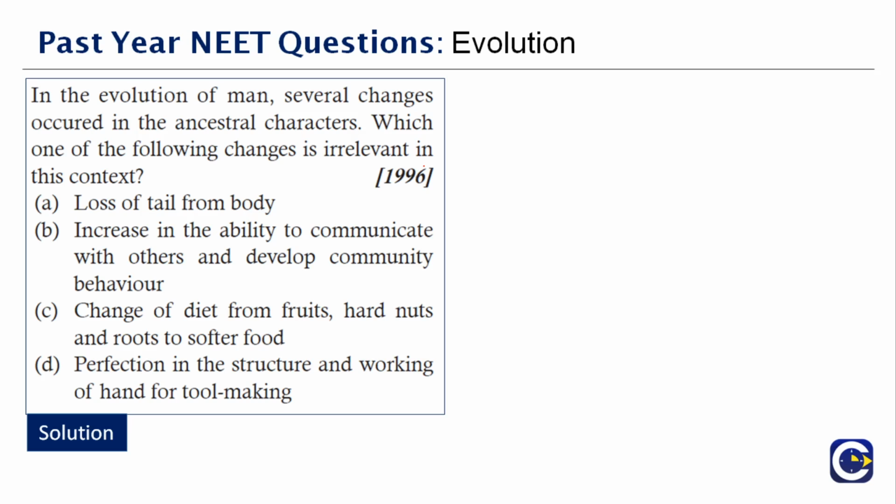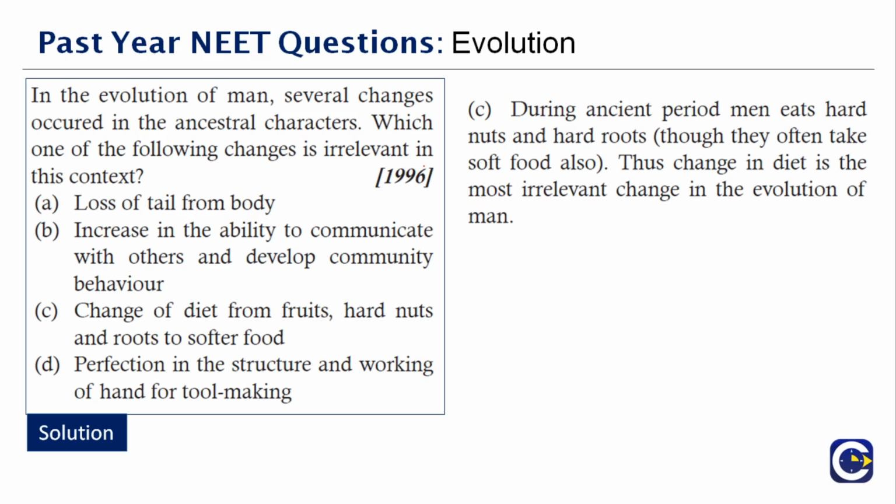Change in the diet from fruits, hard nuts and roots to softer food. Which one of the following is irrelevant? So it is option C, because there are a lot of changes in the diet that we are eating now. So of course it is relevant. So you cannot say that the change in the diet is the most irrelevant change in the evolution of man. It has made some changes. We have made a lot of changes. But it's not that we are not consuming anything hard now.